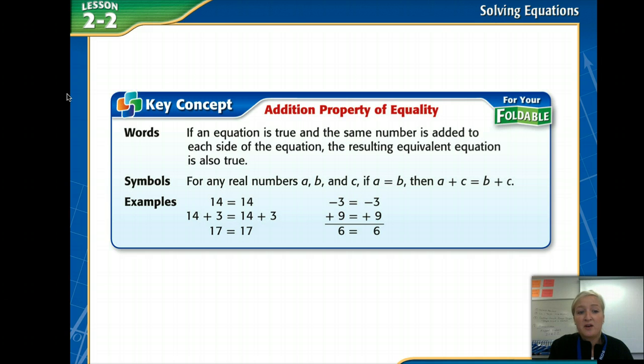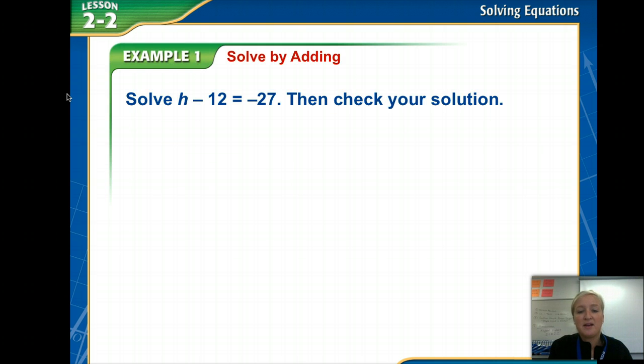The addition property of equality, a key concept. The golden rule of algebra is that whatever we do to one side, we have to do to the other. Some of this should be review. I might teach it a little bit differently, but basically we are solving for the given variable, again using addition, subtraction, multiplication, and division. So let's get started with example number 1, solving by addition or adding.